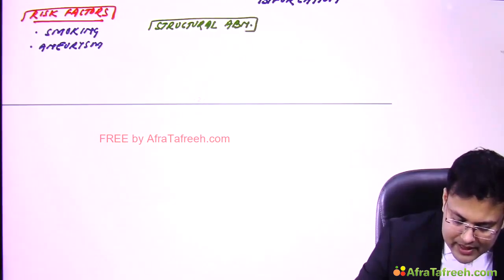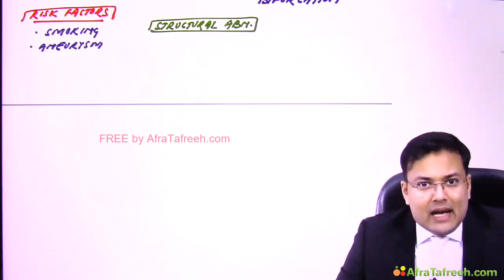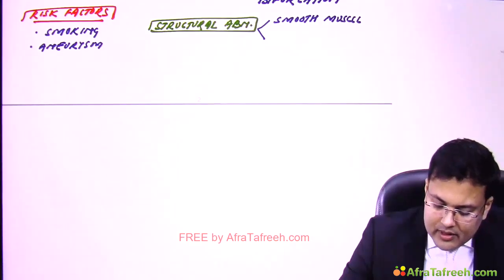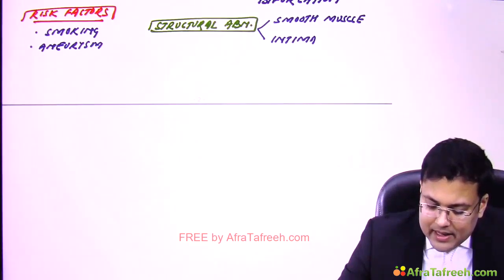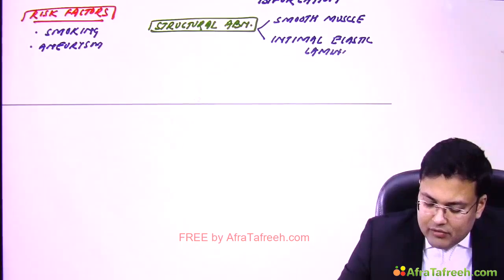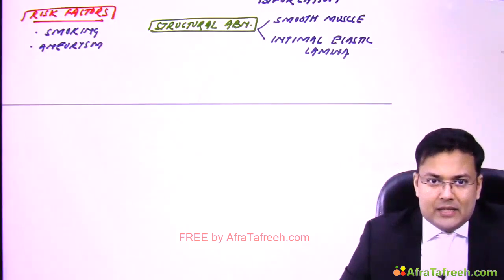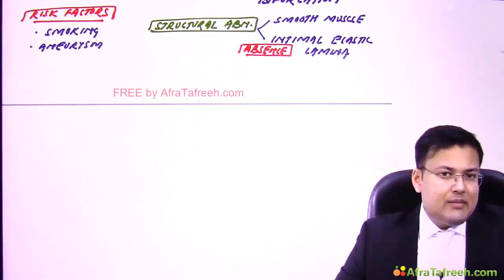Structural abnormality in Berry aneurysm: there is absence of smooth muscle and intimal elastic lamina. You have to remember there is absence of smooth muscle, clear, and intimal elastic lamina. Clear? When the question is asked, they give one of the options, either smooth muscle is mentioned or intimal elastic lamina is mentioned. So there is absence. This is the catchy word. Absence of smooth muscle and intimal elastic lamina.